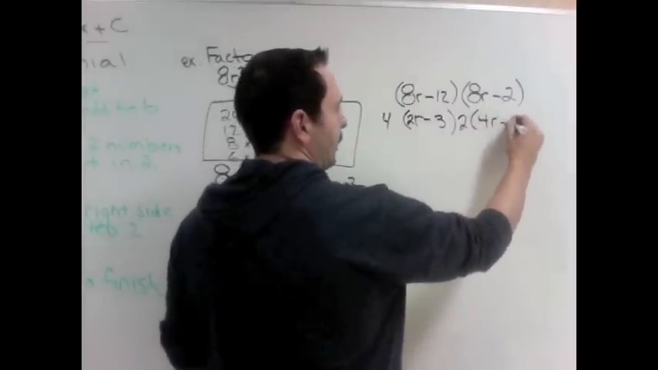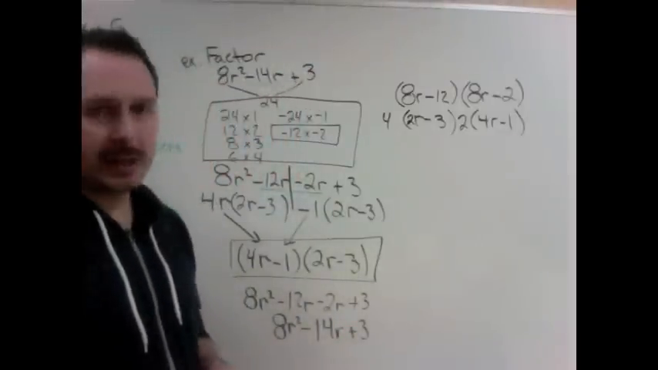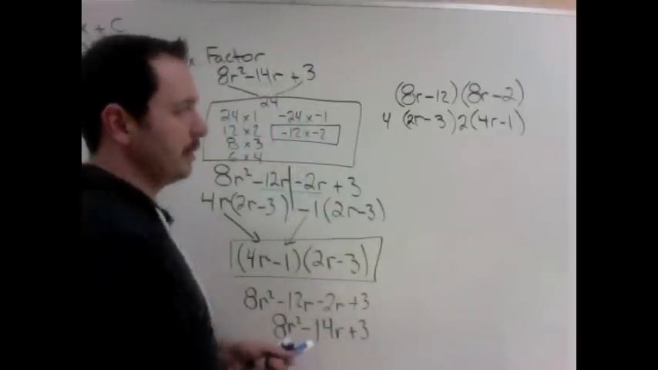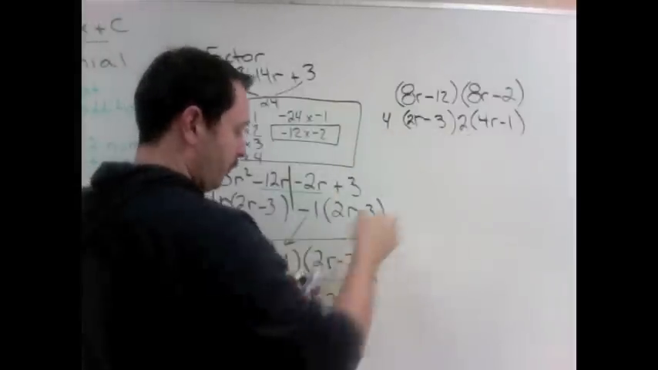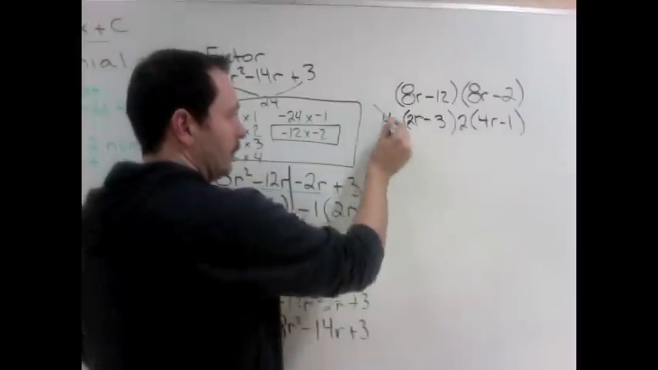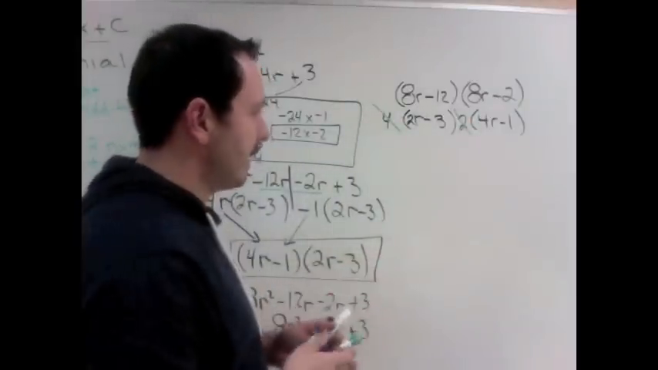I get 4r minus 1. And the reason math people don't like the shortcut is because inexplicably, to make this correct and finished, the 4 and the 2 need to go away. And in math, things shouldn't just disappear. There should be a mathematical reason.